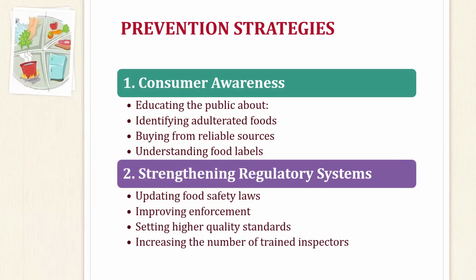So, what are the prevention strategies for food adulteration? The first one is consumer awareness. Educate people about identifying adulterated food, buying from a reliable source, and understanding food labels. Then strengthening the regulatory system: updating food safety laws, improving enforcement, setting higher quality standards, and increasing the number of trained inspectors who can inspect the food markets.